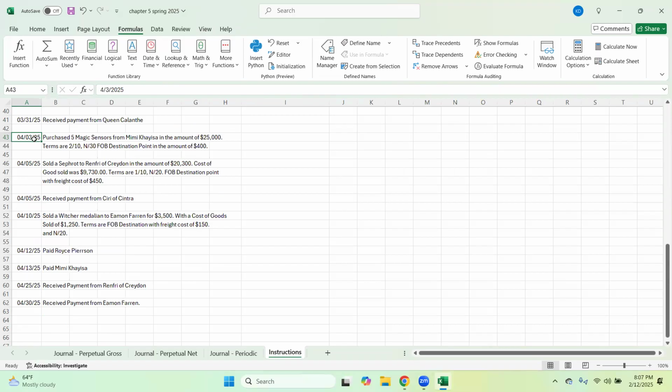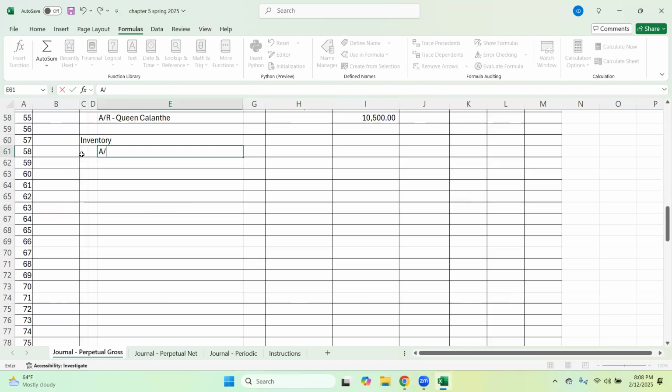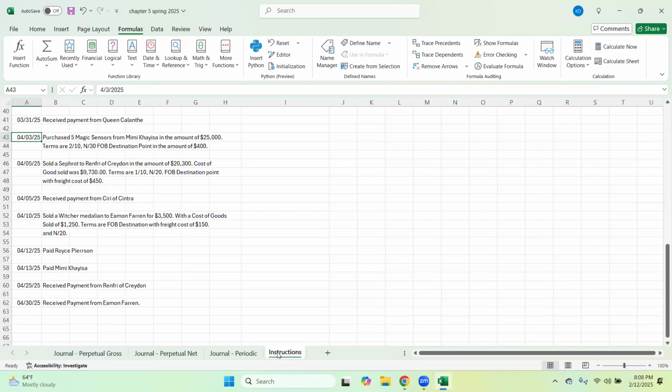We purchased 5 magic sensors from Mimi Kayisa in the amount of 25,000. Terms are 2/10 net 30, FOB destination point, in the amount of $400. So let's go ahead and get that in there. So Mimi Kayisa. I'm hoping I'm spelling these right. Okay, what date was that? 4/3, 25,000.